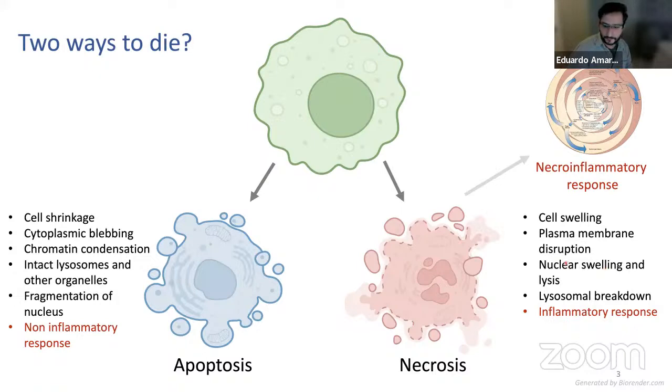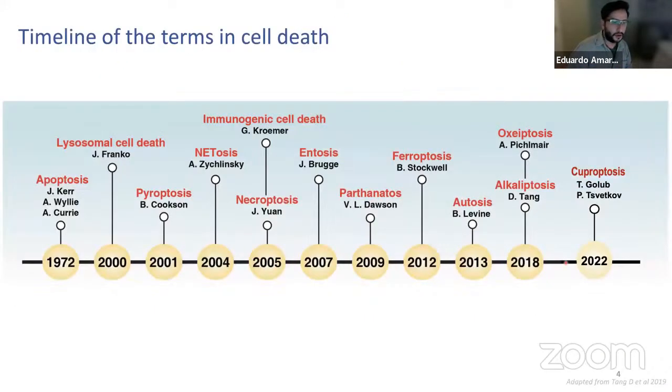Since the discovery of apoptosis in 1972, we had a huge gap in terms of new discovery and new pathways related to other forms of death. And since 2000, we start to understand better that necrosis can be regulated by different molecules, by different pathways. And we now are understanding better pyroptosis, necroptosis, ETosis, NETosis, parthanatos. Ferroptosis, which we're going to spend more time talking about today. And last year, this new form of cell death was described and named as cuproptosis, which is induced by copper.